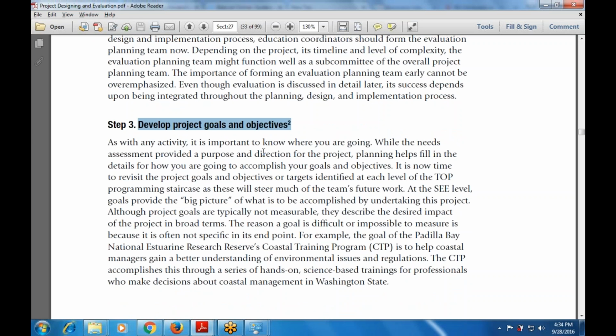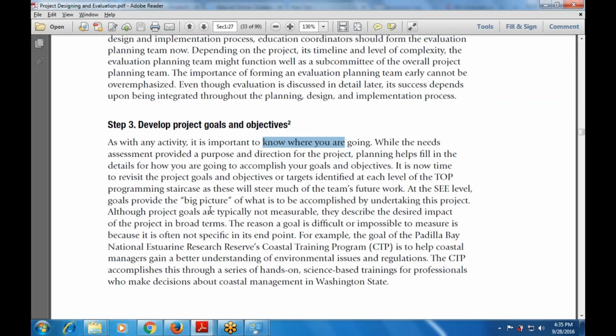As with any activity, it is important to know where you are going. While the need assessment should also provide a purpose and direction for the project, planning helps fill in the detail for how you are going to accomplish your goals and objectives. It is now time to revisit the project goals and the objectives or targets that were identified at each level of the TOP programming staircase, or with one of the team's future work.